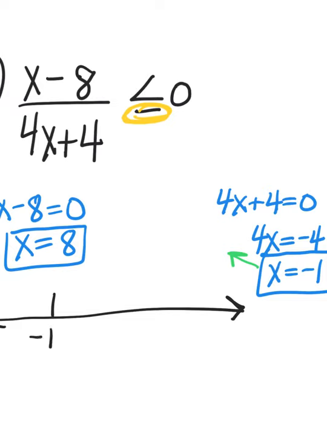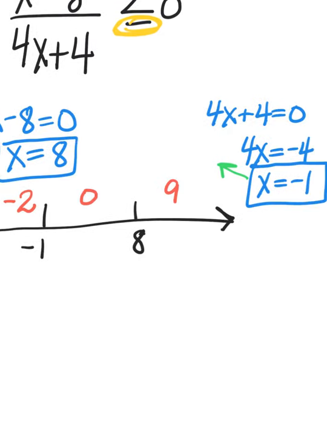We have negative 1 comes first and then 8. And let's pick our test digits. A number that is less than negative 1, I'll pick negative 2. A number between negative 1 and 8, I'll pick 0. And then greater than 8, I'll pick 9. All right, so now let's plug in those test numbers into our fraction.